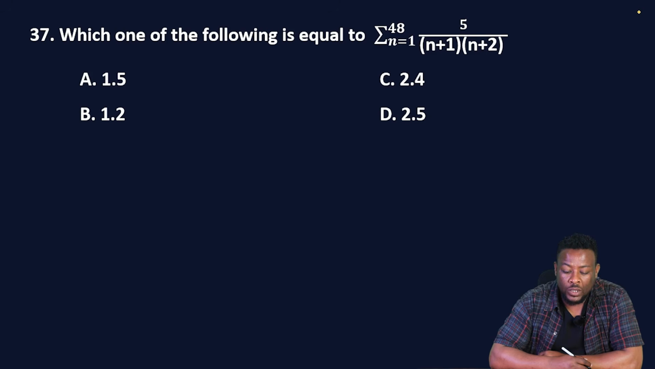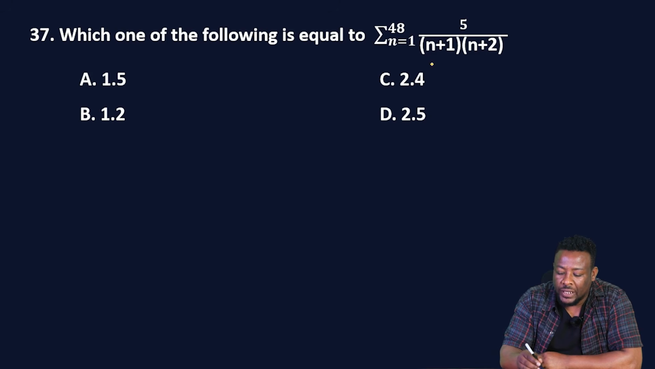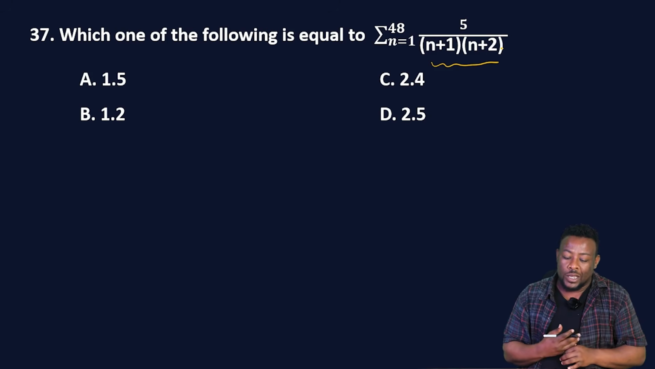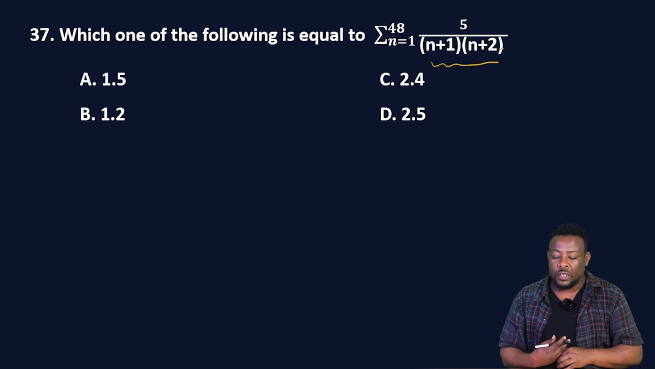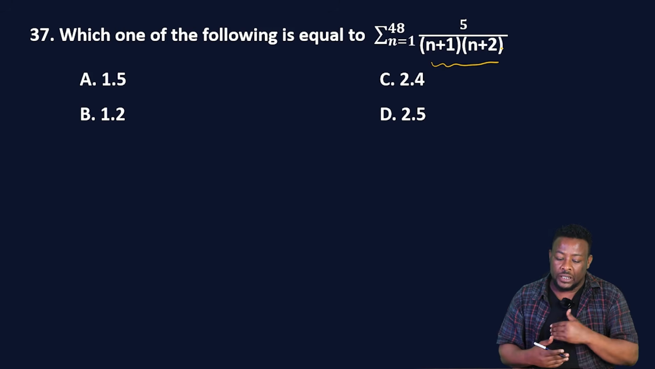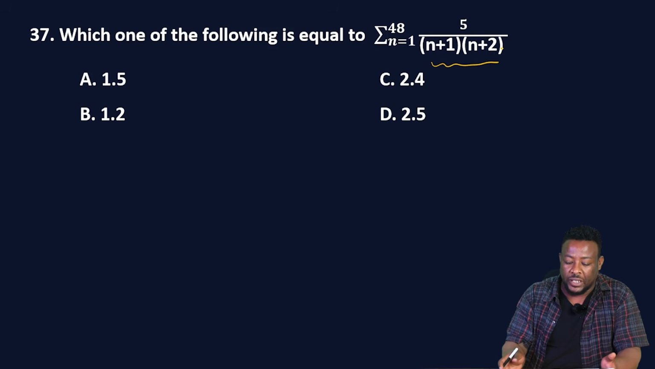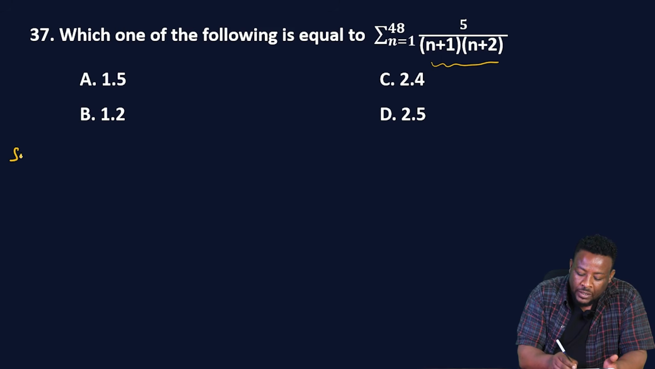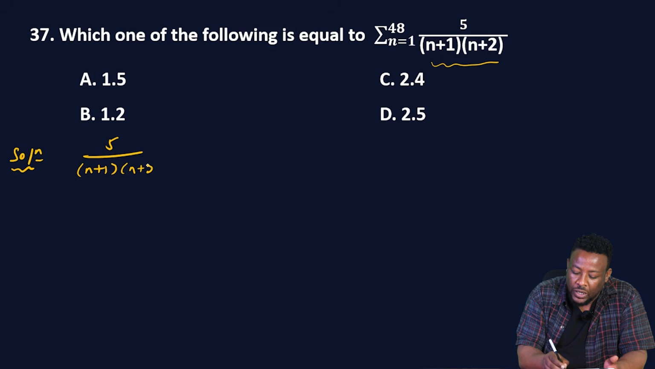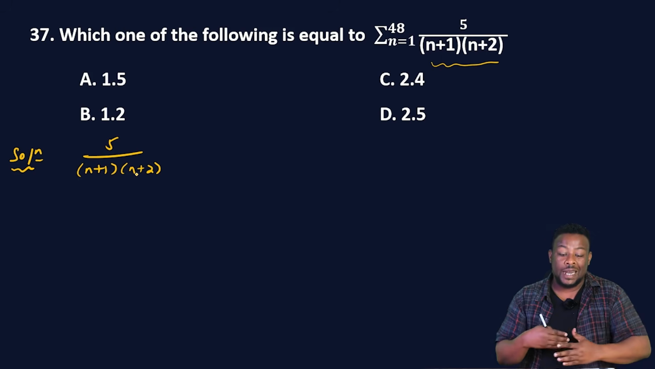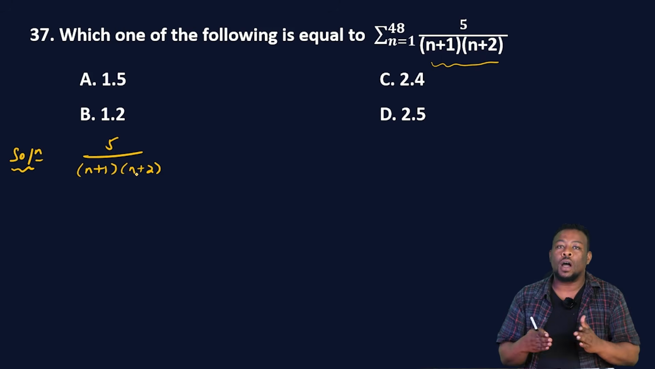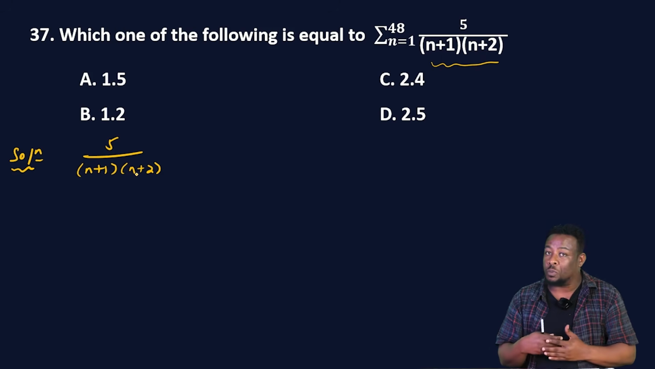ወደ 37ኛው ጥያቄ ስንመጣ, which one of the following is equal to the summation of this thing? Okay, እዚህ 37ኛው ጥያቄ ላይ የsummation ጥያቄ ነው ያለን። የሆነ rational term አለ። የዛን rational term the sum and starting from 1 up to 48 ነው የተጠየቅነው። So ይሄን ጥያቄ ለመመለስ we need to write 5 over n plus 1 times n plus 2 in different forms. Okay, ይህን 37ኛውን ጥያቄ ለመመለስ we need to have the knowledge of decomposition into partial fraction.